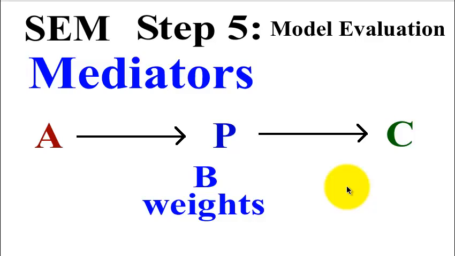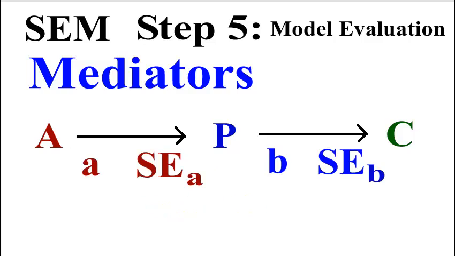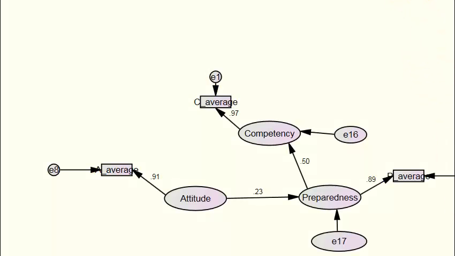So we're going to go over to our Amos model, pull them off, and plug them into a formula. We're going to use these values to calculate whether P is acting as a significant mediator. A is the unstandardized regression between A and P. B is the unstandardized regression between P and C, and the standard errors are for each one respectively. So let's take a look at our Amos output.